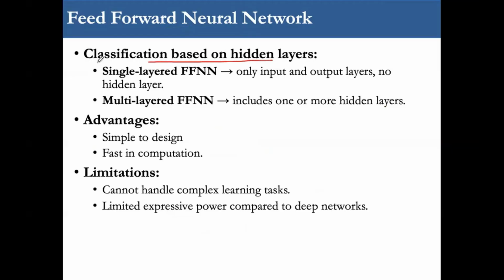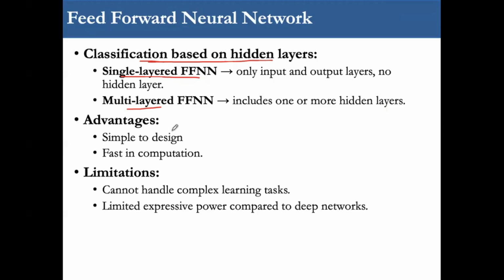You can classify the feed forward neural network based on hidden layers. One is the single layered feed forward neural network and another is the multi-layered feed forward neural network. Single layered means we have only an input layer and an output layer, and no hidden layers. Multi-layered includes one or more hidden layers along with one input layer and one output layer.